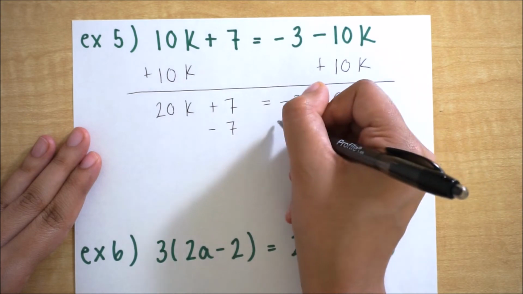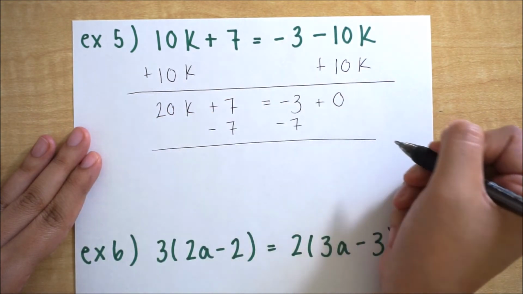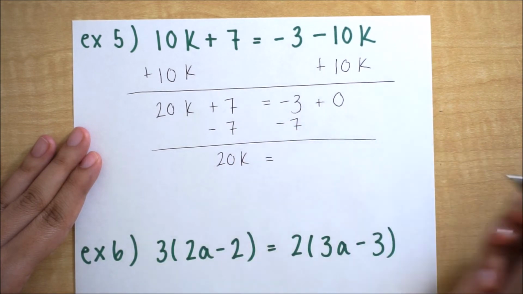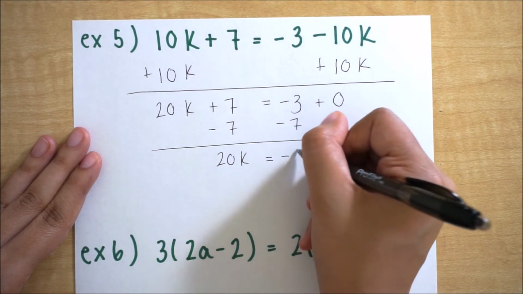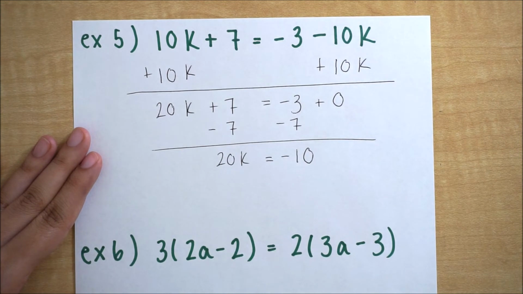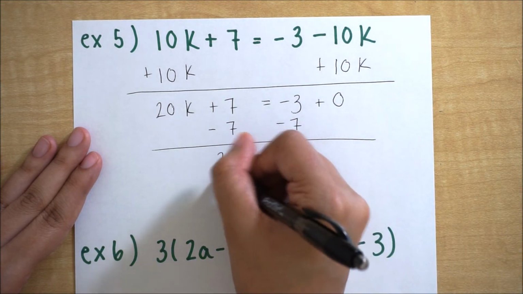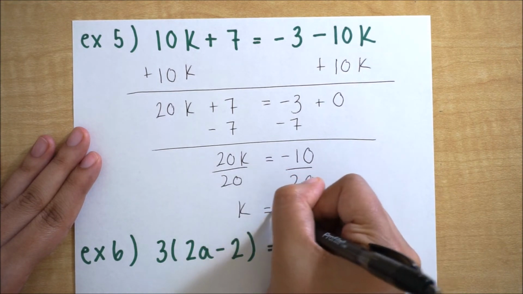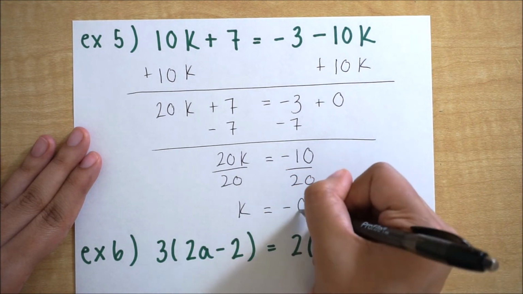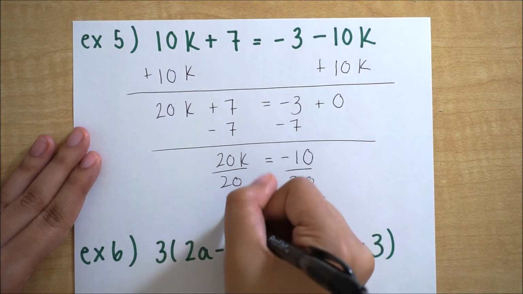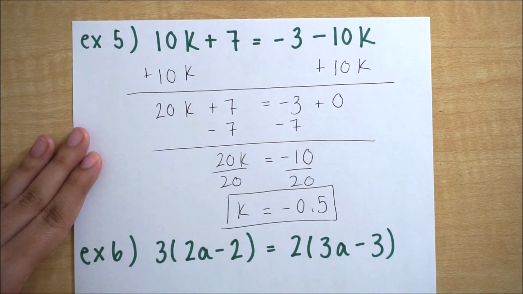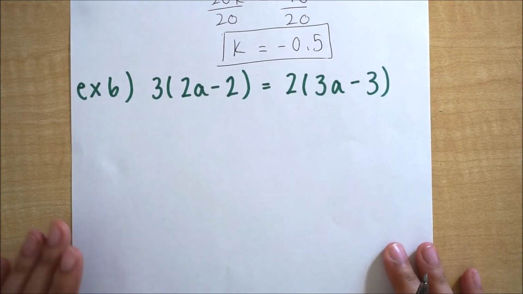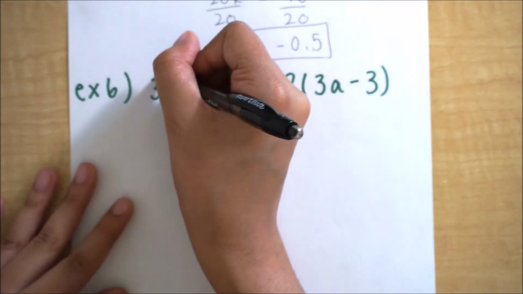So we're going to subtract 7 from both sides. We're going to have 20k on the left. And on the right side, we have negative 3 minus 7, which is negative 10. Then we're going to go ahead and isolate k by dividing both sides by 20. So we can have k is equal to negative 1 over 2 or negative 0.5. And you can plug that back into the equation to just double check that you got the right value of k. All right, so in this case, we got one solution.